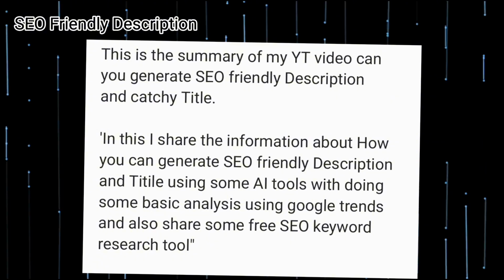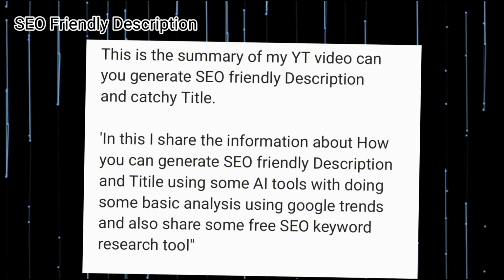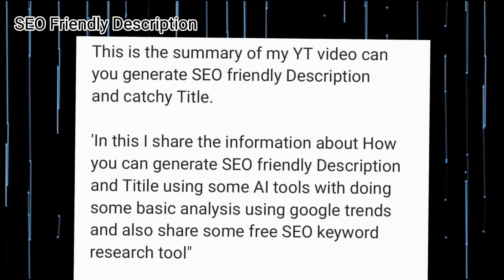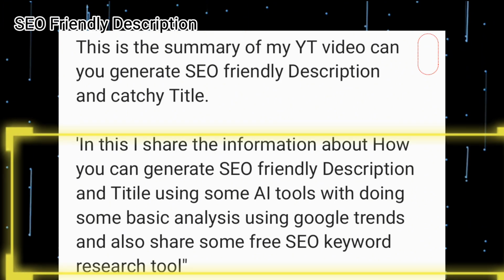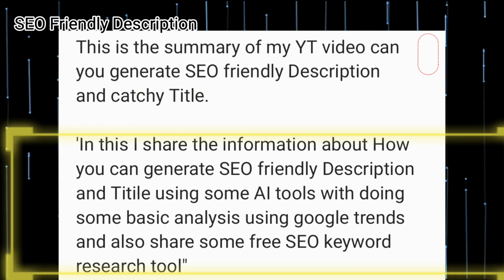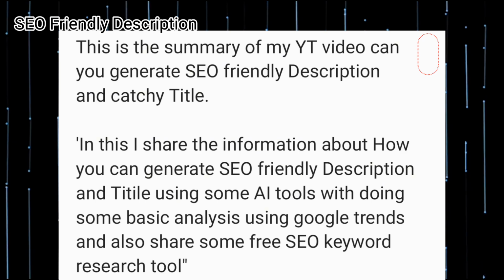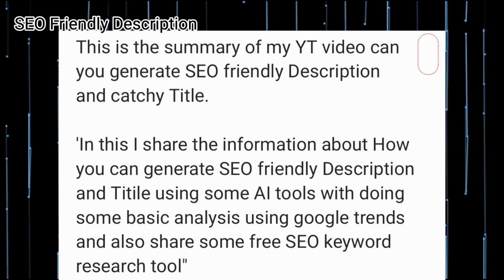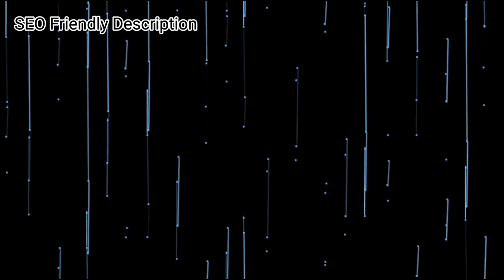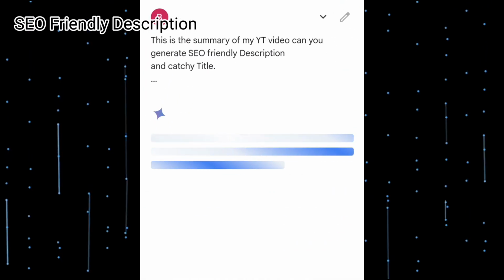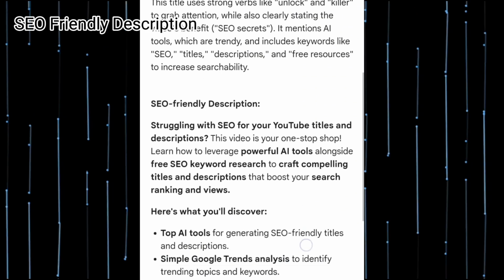Simply copy this prompt which is shown on your screen from the description, and you just need to replace these 3 lines with your own. These 3 lines describe your video in your language, what knowledge you share in your video. Simply copy it and paste it on Gemini AI, and after some time it will generate your description.